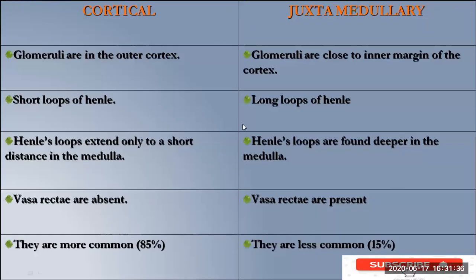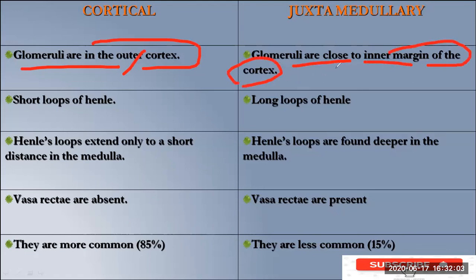Now we will see the difference between cortical as well as juxtamedullary nephron. It is very easy, because we have already studied the types of nephrons. In the cortical nephron, the glomeruli are in the outer cortex region, maximally located in the cortex region. Here, in the juxtamedullary nephron, glomeruli are close to the inner margin of the cortex. This is the juxtamedullary, this is the cortex. Their glomerulus region is close to the juxta, meaning the junction of the cortex and medulla.